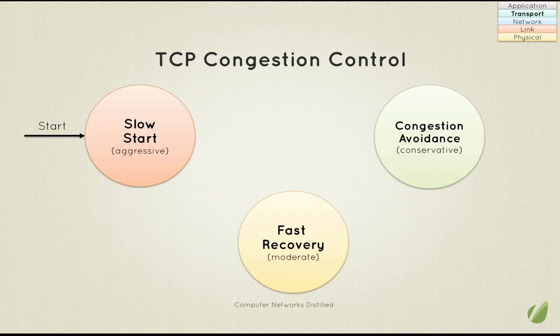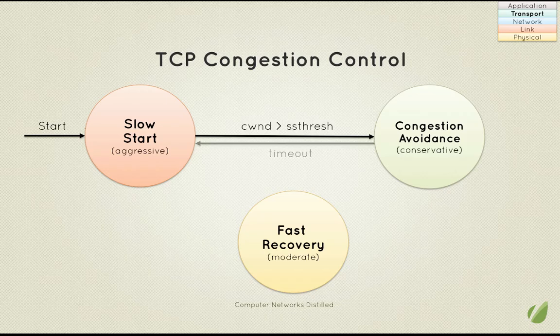Now let's see how the sender transitions between these different modes. The sender will start in slow start, which is very aggressive. This will ramp up speeds until the congestion window exceeds the slow start threshold. When the congestion window exceeds the slow start threshold, the congestion avoidance mode will start. This is a more conservative mode where the window grows very slowly. We increase by 1.